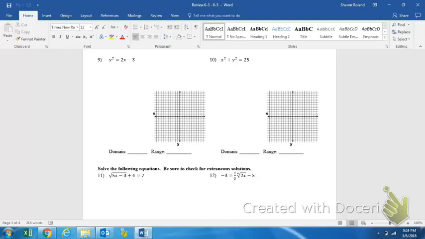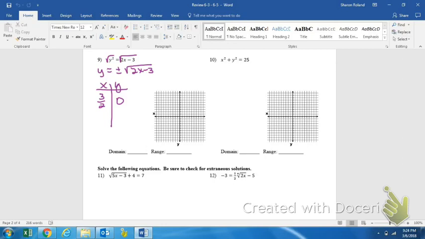Okay, on number 9, we want to solve this for y, so I'm going to take the square root of both sides, and you have y equals plus or minus the square root of 2x minus 3. So when you do the t-chart, on the positive side, you would just put in 3 over 2 because that's what makes this equal 0, and that's going to be where the vertex is. So I pick that point.